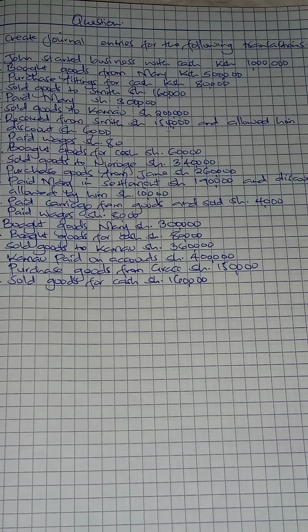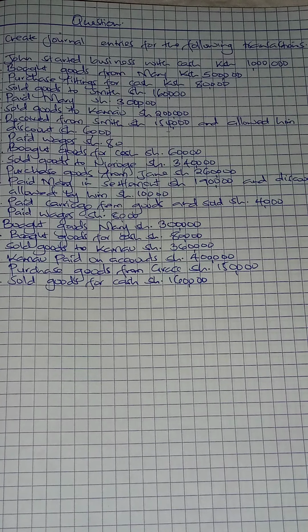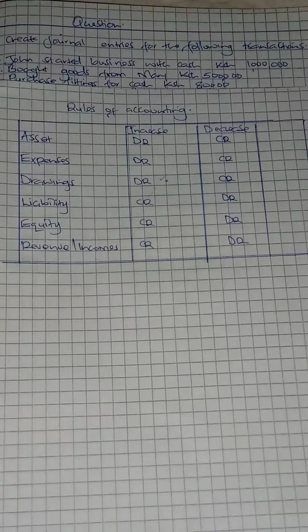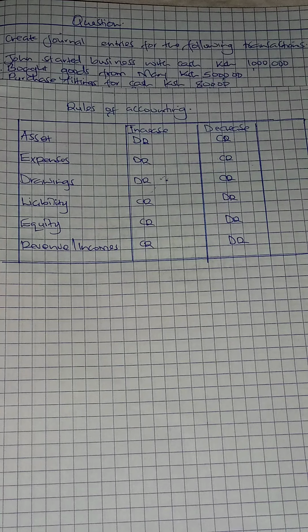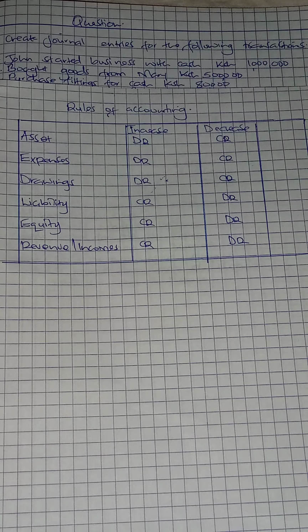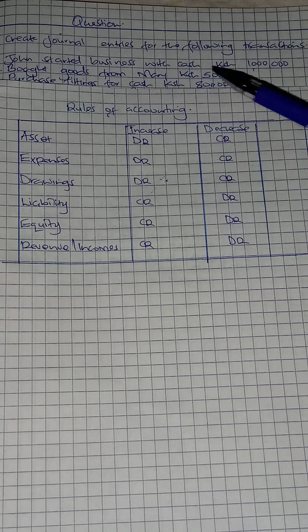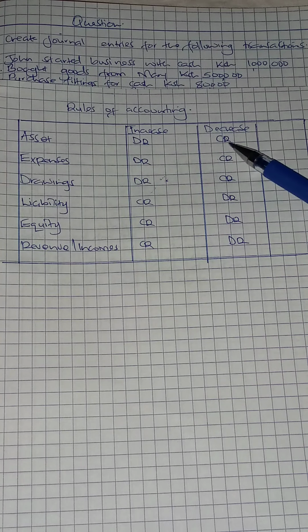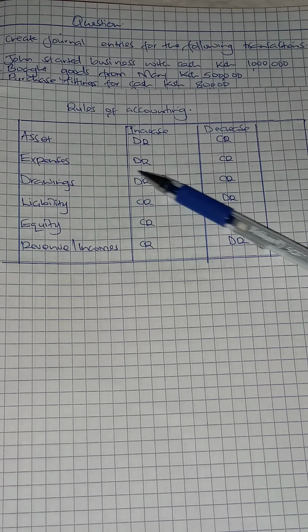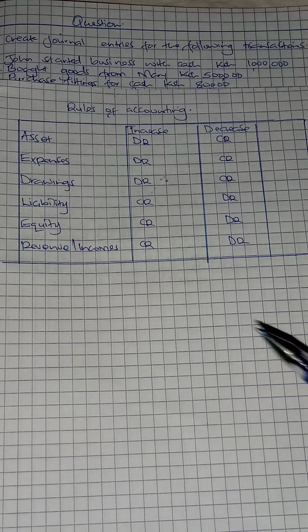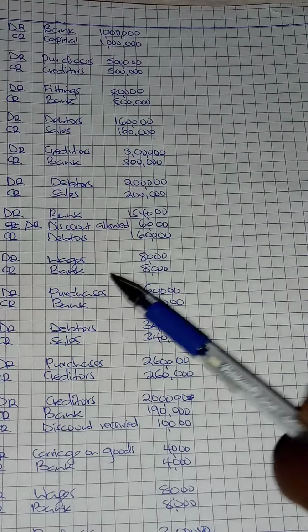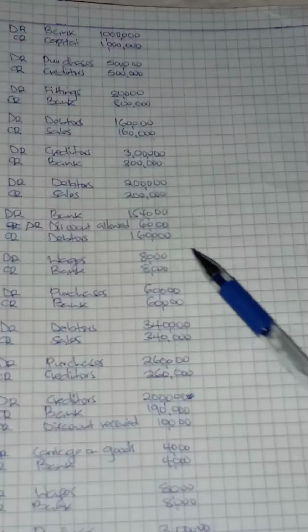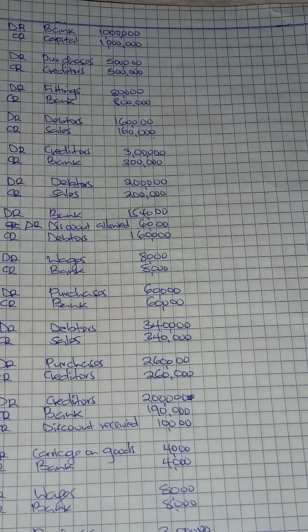We are paying wages. What is a wage? Wages are expenses. And you are paying. When you are paying, we have cash decreasing or money in the bank decreasing. So what are we supposed to do? Money in the bank is an asset. So if it decreases, you credit bank, and the expenses, wages, you debit. And that's what is here. When you look at the solution number 8, we have debit wages 8,000, credit bank 8,000.